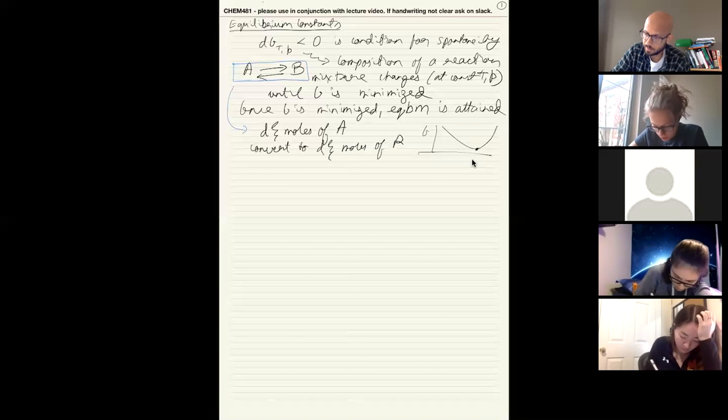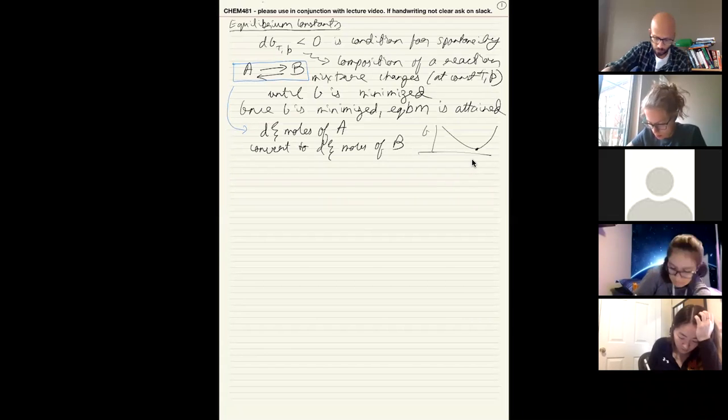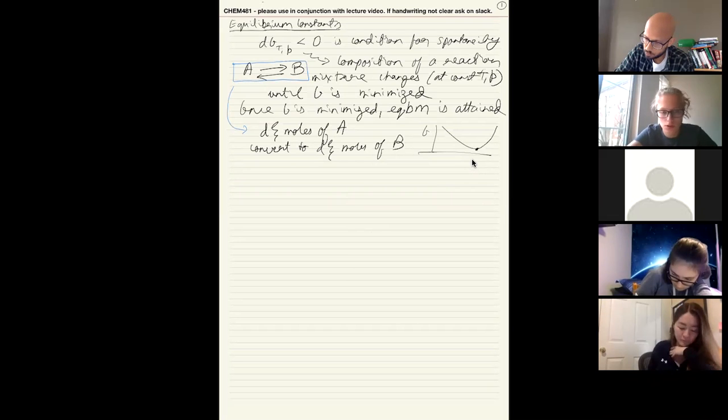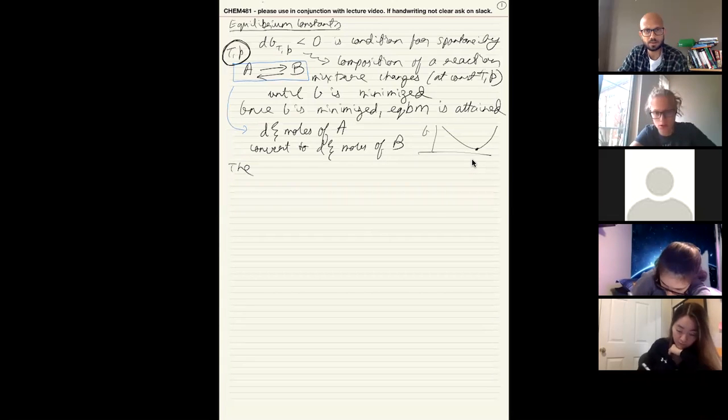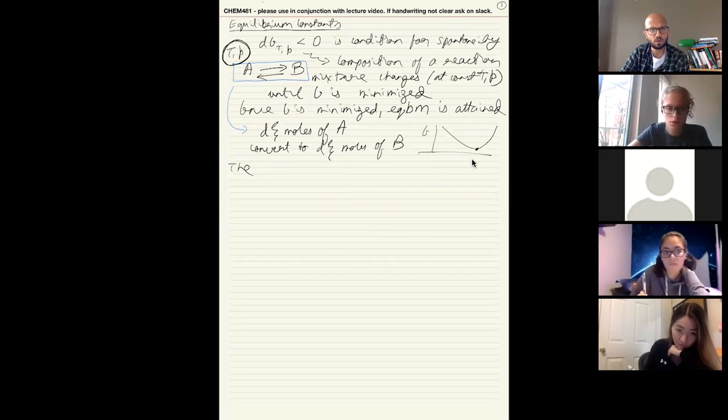How do we know that the number of moles of B and A will be 1:1? Because that is our reaction. A interconverts to B. If we had A going to 2B, then it would be different. So once this happens, the change, and again, everything is at constant temperature and pressure. I'm not going to write it again and again because I will forget at some point. So just keep in mind, all of this discussion for equilibrium constant is at constant temperature and pressure.